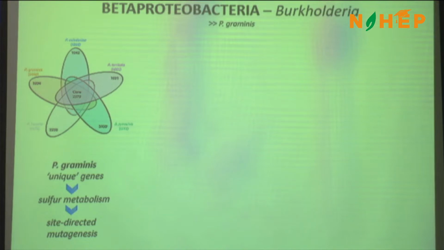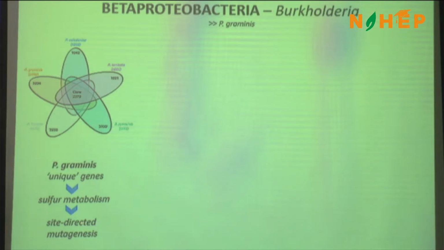So which gene set should we look at to find our genes of interest? In the unique genes from Burkholderia graminis, right? Well, that's what we did, and then we found around 10, 20 genes that were involved in sulfur metabolism, based on the annotation.